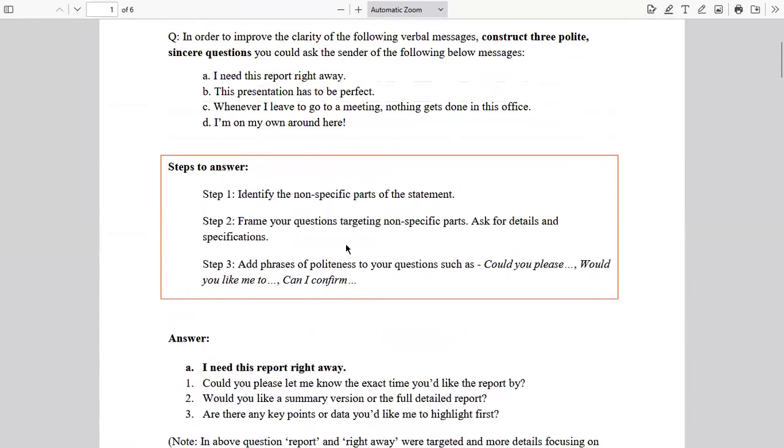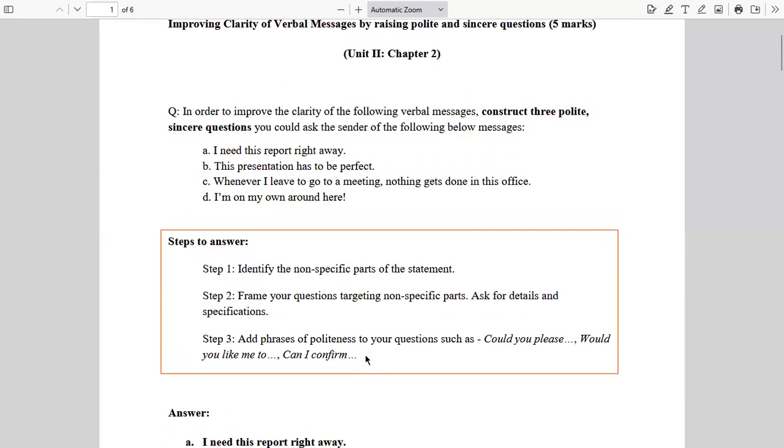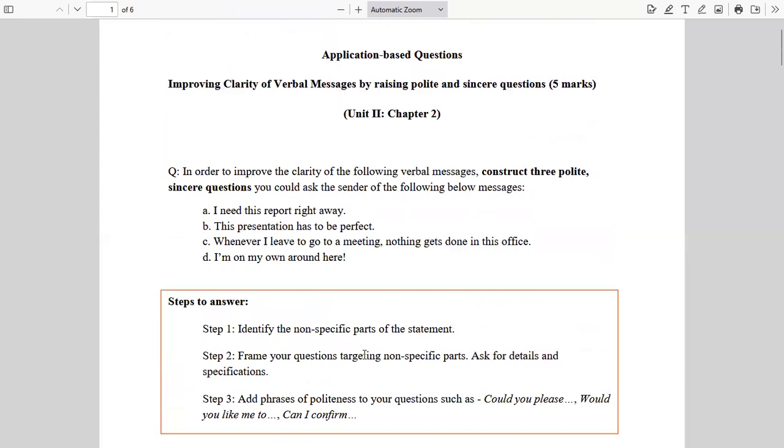So the key to framing questions in the exam is to first identify the non-specific part of the statement, target the parts which you can see are not specifying anything, are generic, are general, and then ask details around them. First you target the non-specific part, then you ask for detail on those parts, and then you make them polite by adding phrases like: could you please, would you like me to, can I confirm? These are three very simple steps to answer this question.